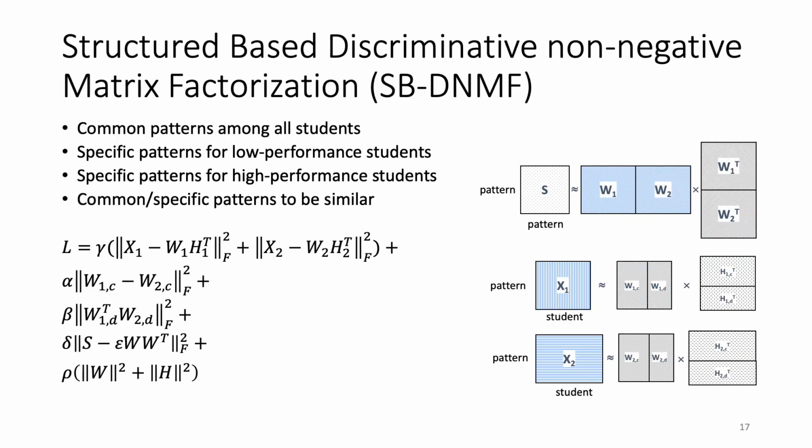Eventually, this is our full factorization model. We add pattern similarities as an additional Frobenius norm constraint to the objective function. To learn the model parameters and find the matrices, we use the alternative gradient descent optimization algorithm. This model satisfies the assumptions that we mentioned earlier.